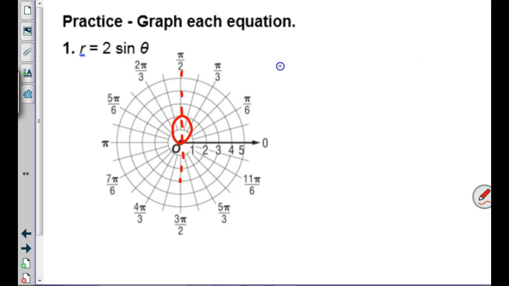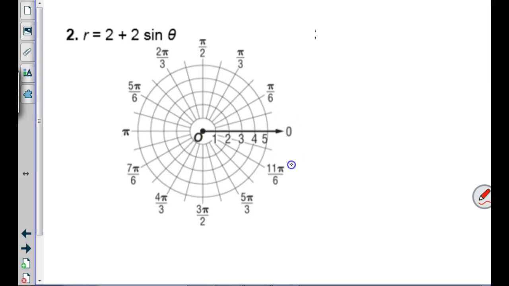Which, by the way, what is the name of that line? Does anybody remember from yesterday? You still need to watch the video if you weren't here yesterday, because there's other things besides plotting points that we learned. The line is theta equals pi over 2. That's one name for that line of symmetry. All right, number 2, 2 plus 2 sine theta.